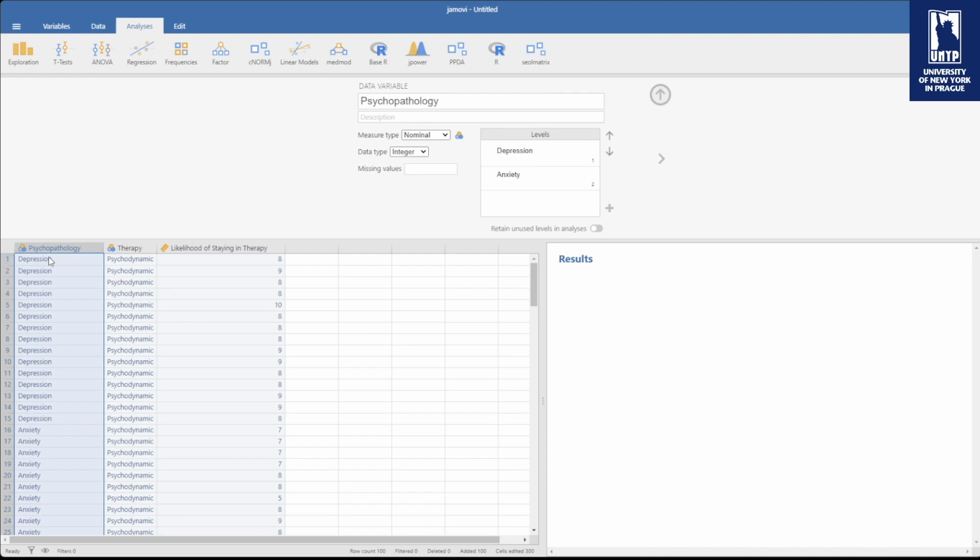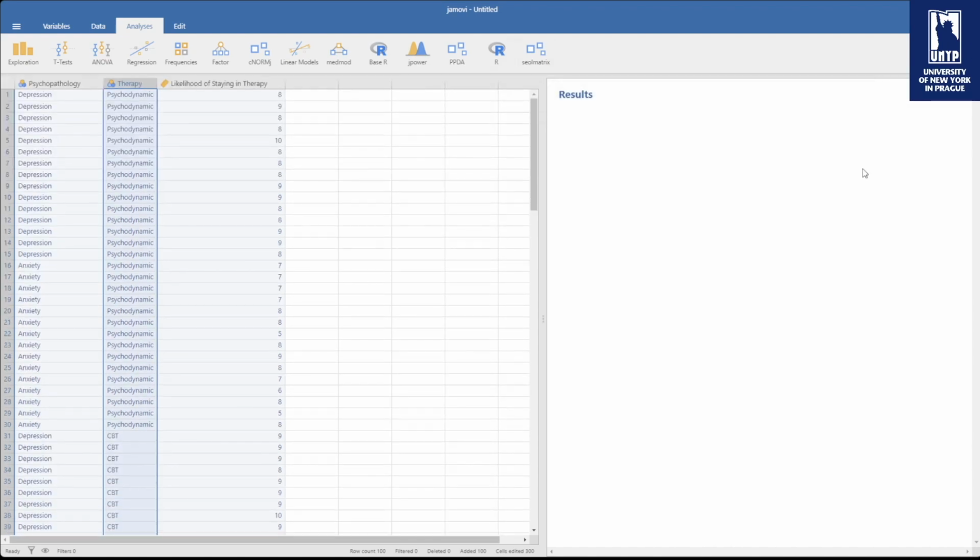And vice versa, if we're looking for the main effect of psychopathology on likelihood of staying in therapy, we exclude the therapeutic stance. Now, I understand it can be a lot to digest, but trust me, you will make a callus and it will be pretty immediate after all.